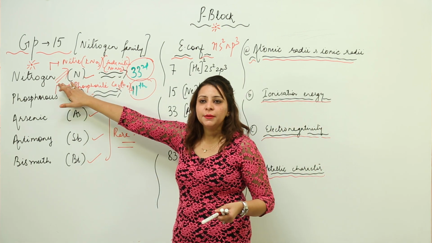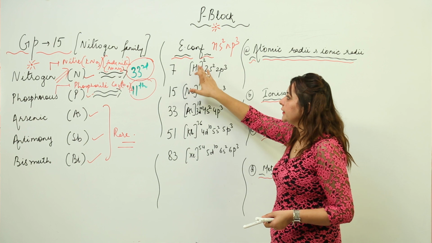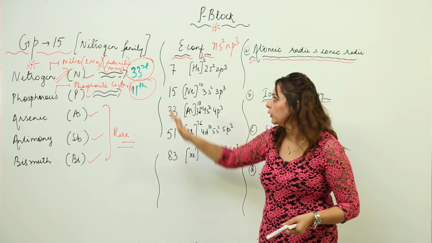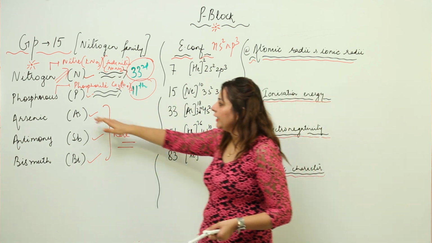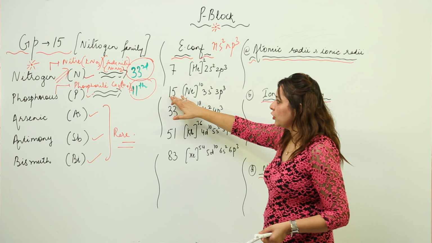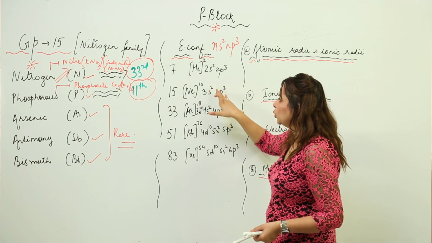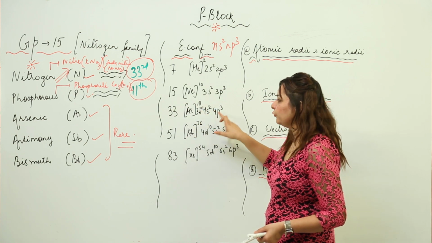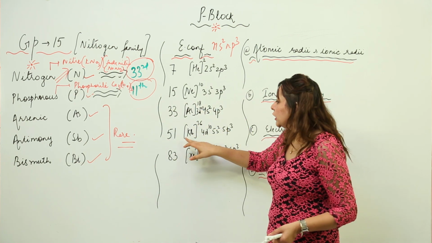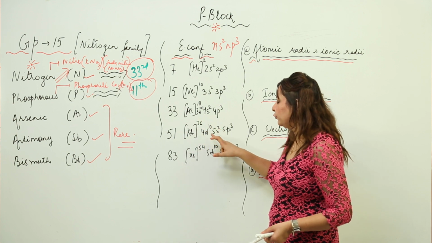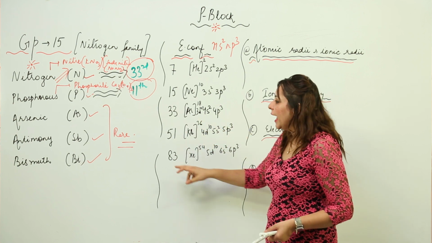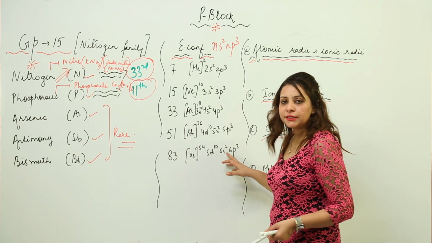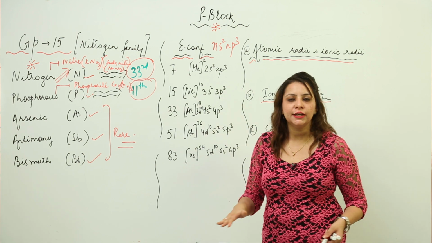The atomic number of nitrogen is 7, so it is helium 2s2 2p3, that is 2, 3, 4, 5, 6, 7, total 7. Likewise for phosphorus, atomic number 15, it is neon 3s2 3p3. Arsenic is 33, so argon 3d10 4s2 4p3. Antimony is 51, so krypton 4d10 5s2 5p3. And bismuth is 83, so xenon 5d10 6s2 6p3. This is how you write the electronic configuration.